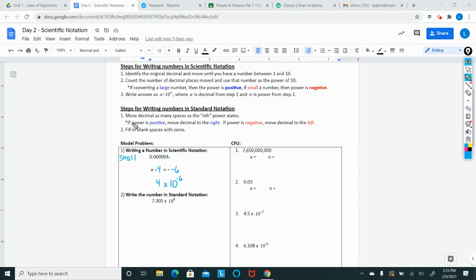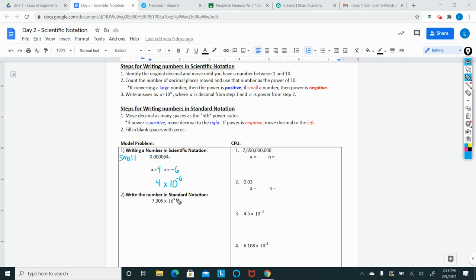So what I would like to do is you're going to move the decimal as many spaces as the nth power states. So here we have 7.305, that's my A, and my n is to the positive 9. Positive numbers are going to be moved to the right. Negative numbers, you're going to move the decimal to the left. So I know that I'm going to have a large number because I'm going to move this decimal to the right and add zeros when needed. But I have 3 digits behind this decimal. So that means 1, 2, 3.